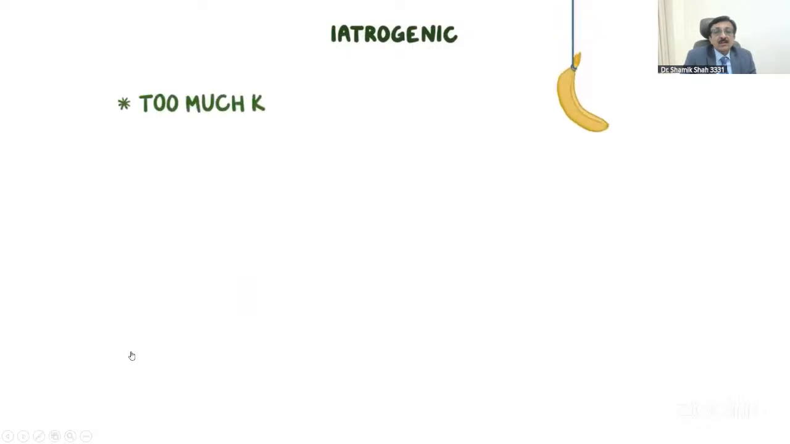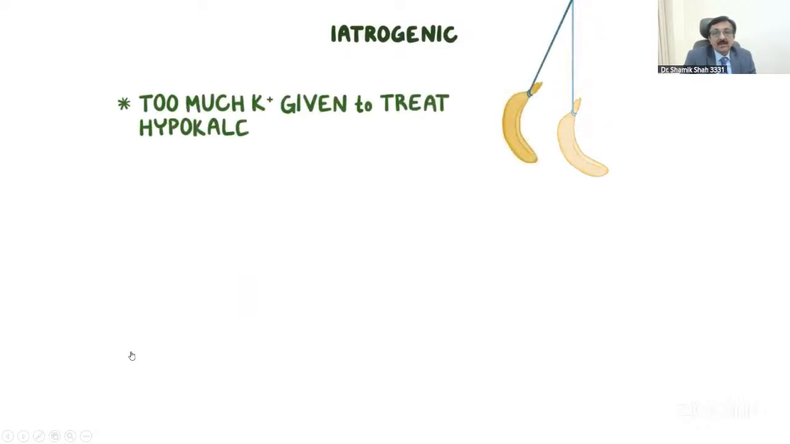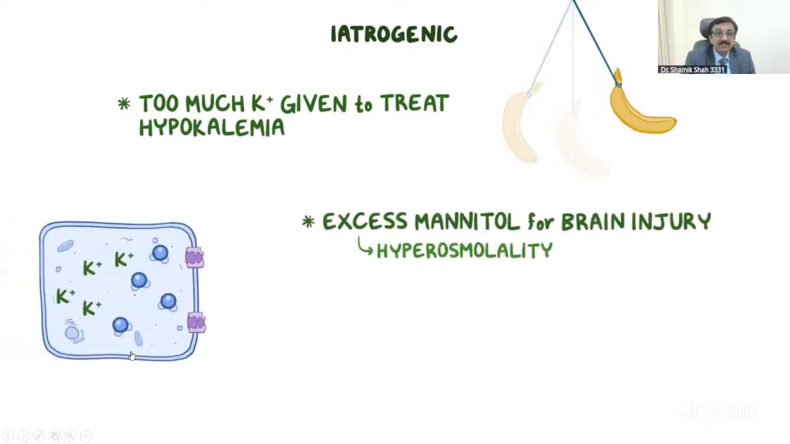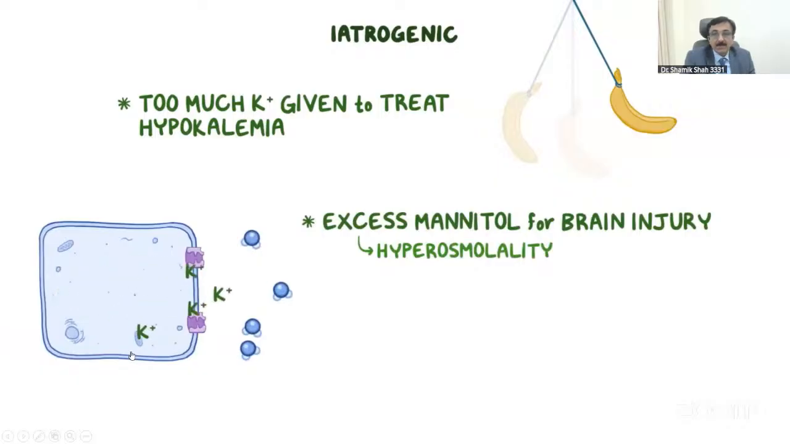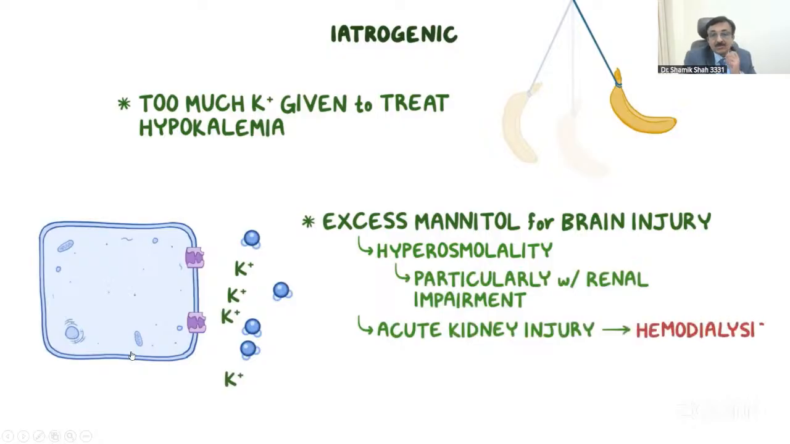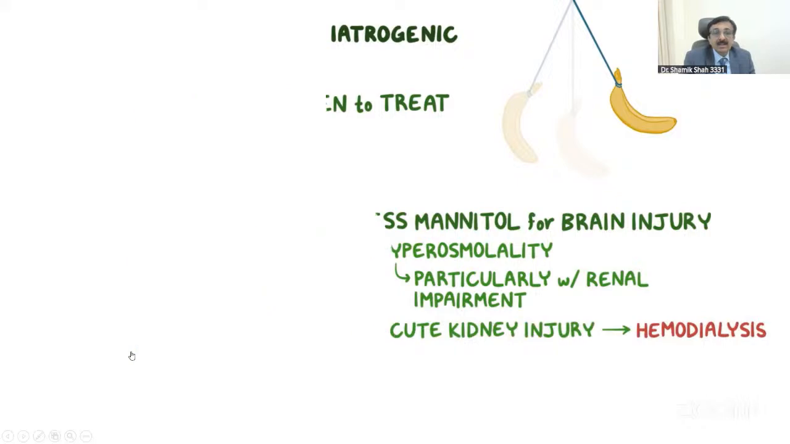Another important cause is iatrogenic hyperkalemia. Usually when we give too much potassium to treat hypokalemia, and the pendulum swings the other way. Another important cause is mannitol, which is given for brain injury. Mannitol causes brain hyperosmolarity, and again, we saw how hyperosmolarity causes hyperkalemia. Particularly, if the patient has renal impairment, we have to be very careful.